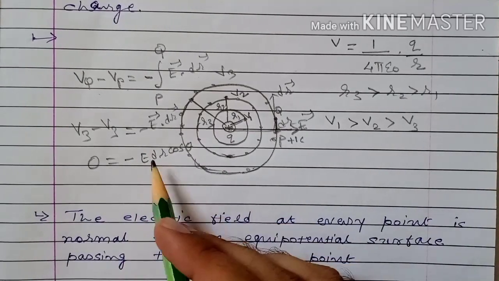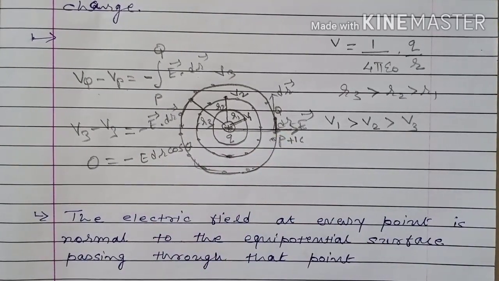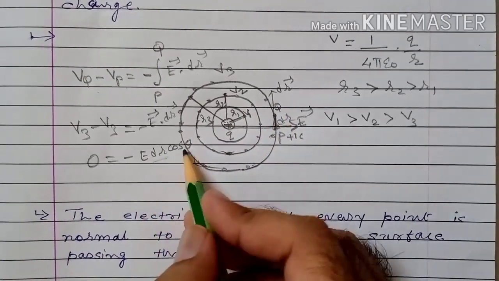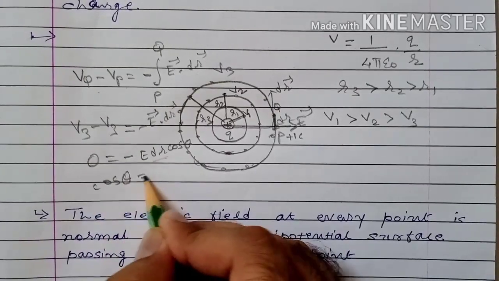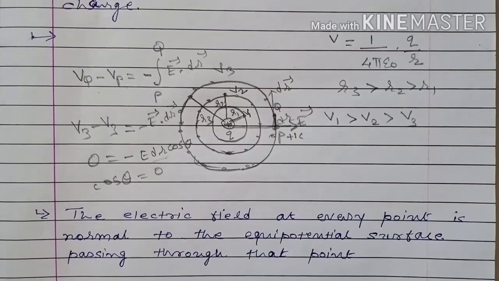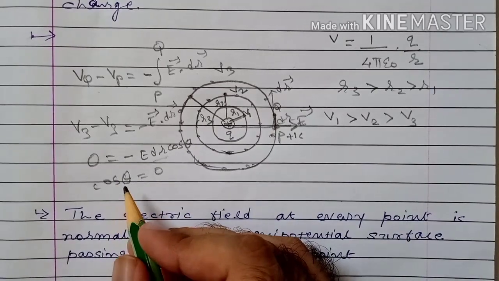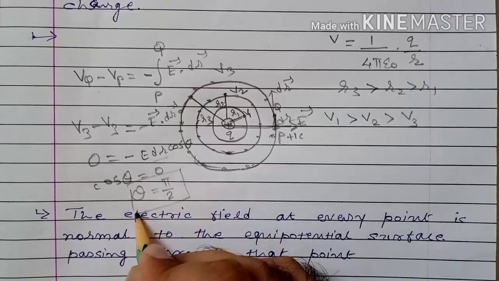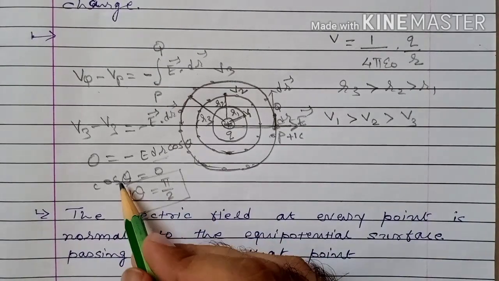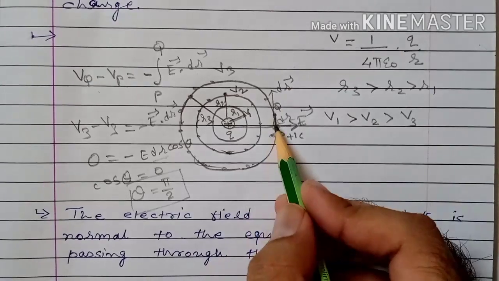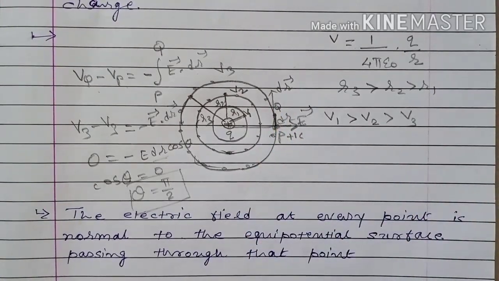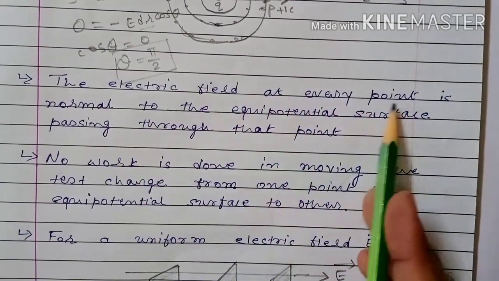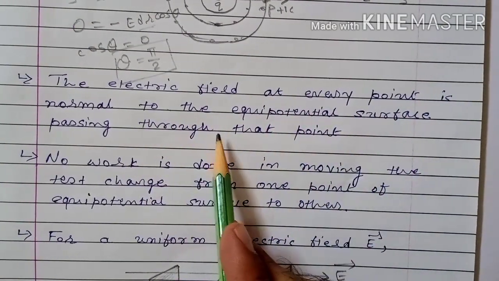Now we know that electric field, that is not 0. This displacement, that is very small, but that is not 0. So we can say cos theta must be 0. For which angle we get cos theta 0? For theta is equal to pi by 2. When theta is equal to pi by 2, then we will get cos theta 0. It means here angle between electric field and dr must be 90 degree. Therefore we can say that the electric field at every point is normal to the equipotential surface passing through that point.